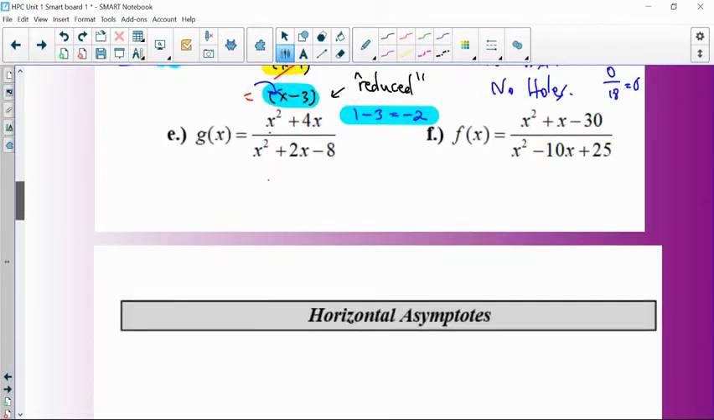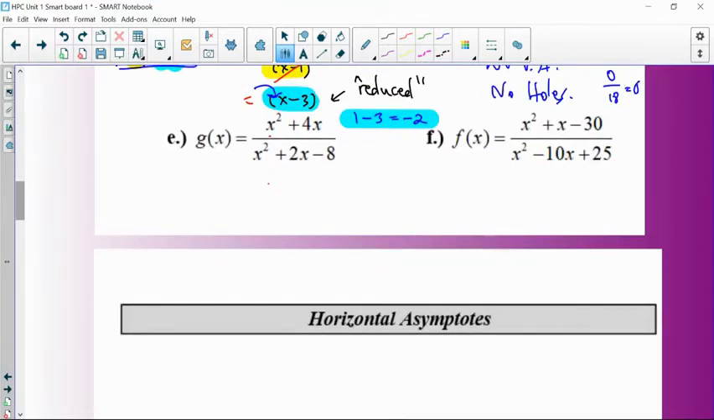Now, let's look at the next example. And feel free to pause the video if you feel you understand this. Feel free to pause the video and work ahead and then check your solution. So the first thing I'm going to do is factor out the x on the top. So I get x plus 4. And if I factor the bottom, I'm noticing I have an x plus 4 times x minus 2.